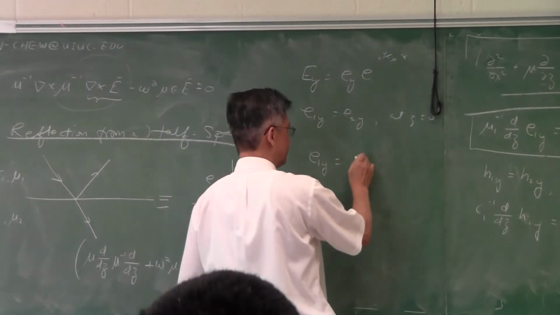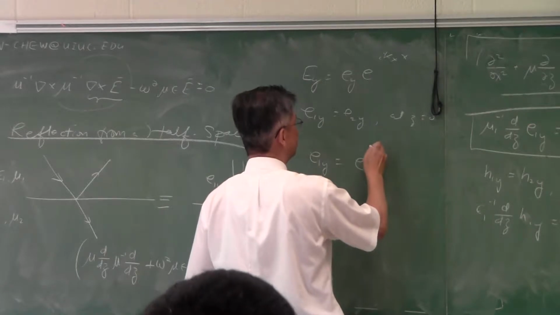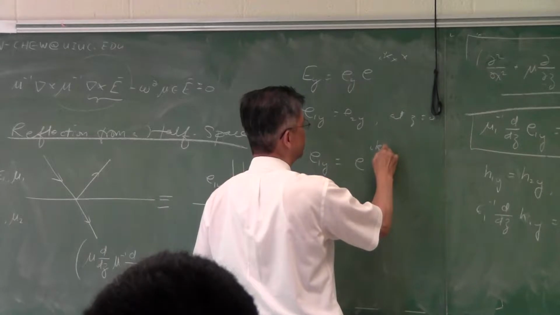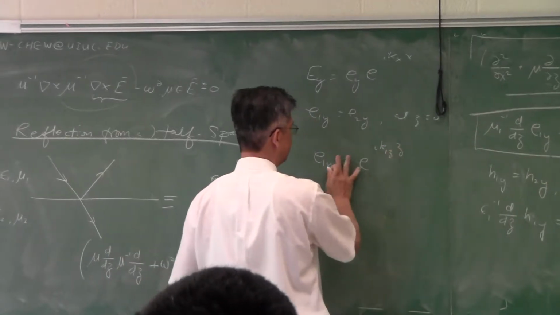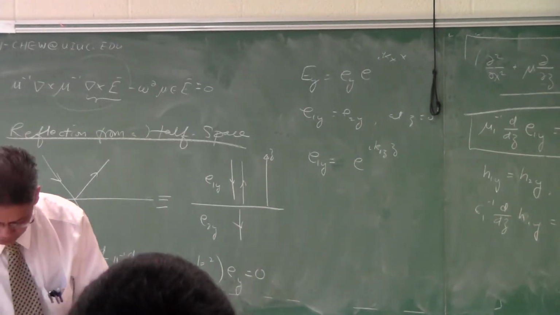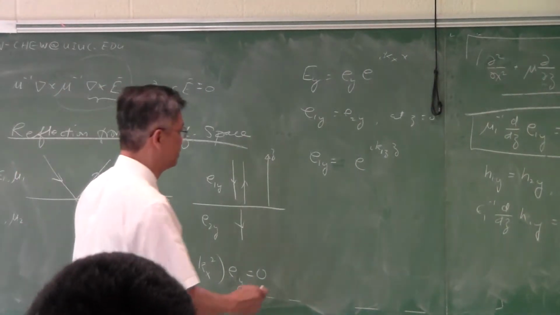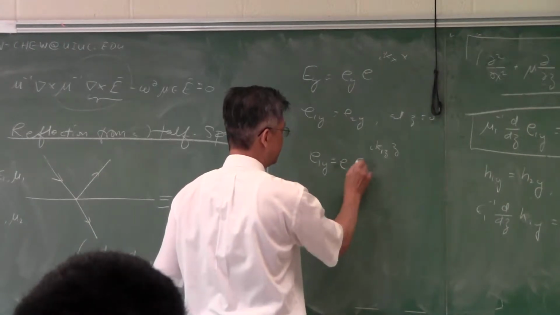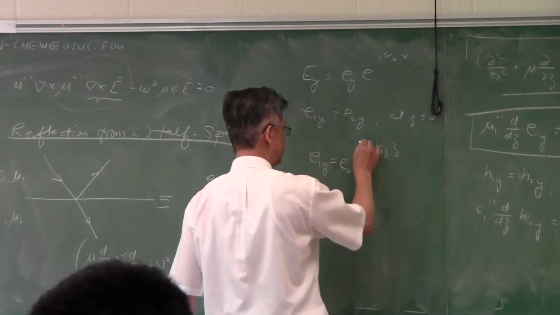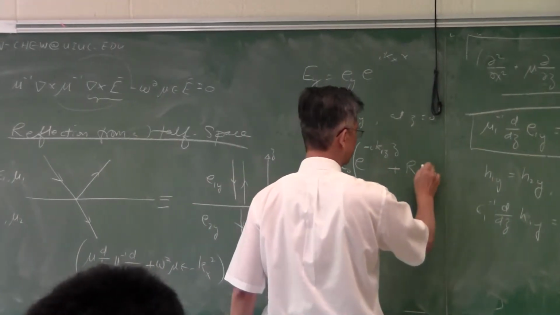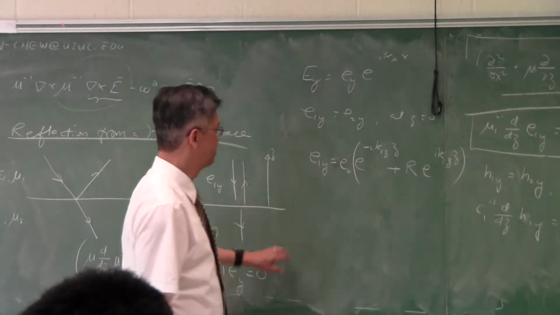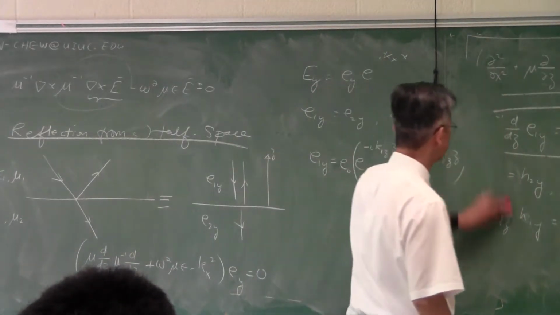E_1y must be something like e to the i k_1z z with a certain amplitude. Let me see what I put. I put E naught as my amplitude in my notes. And then there should be a reflected term. The reflected term must be something of this form. This must be the solution in region 1.